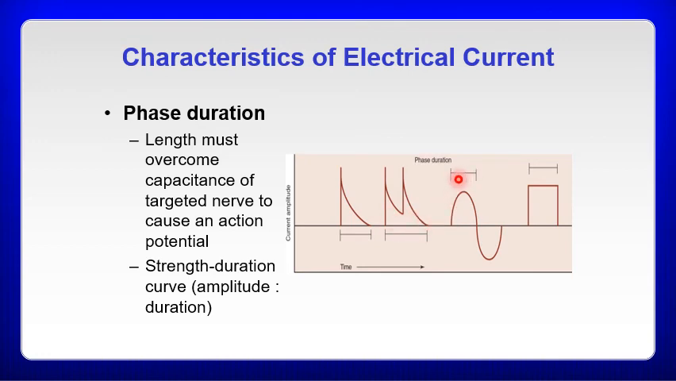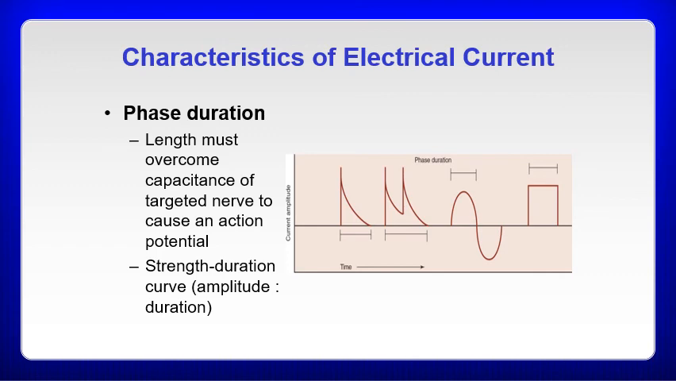In the case over here, this is your phase duration. Your pulse duration would actually be this, because you have to consider the duration of the whole pulse. On some machines, for some waveforms, they may call it pulse duration or phase duration. Either way, you're just changing the width of these different phases. Your frequency would be taking into consideration the entire unit as well. The length of the phase duration has to overcome the capacitance of the targeted nerve to cause an action potential, so that's going to be important. That's going to play a role in what actually happens.